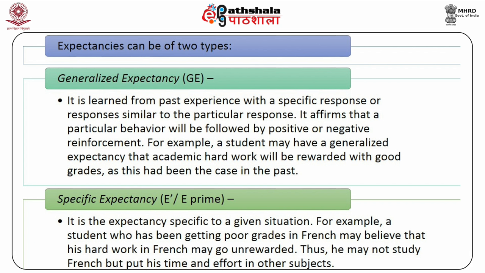Specific expectancy. It is the expectancy specific to a given situation. For example, a student who has been getting poor grades in French may believe that his hard work in French may go unrewarded. Thus, he may not study French but put his time and efforts in other subjects.